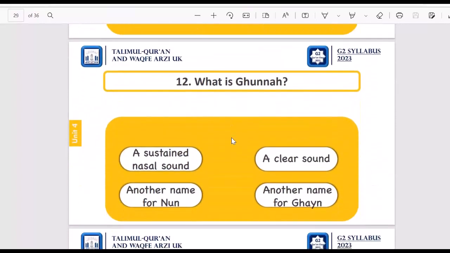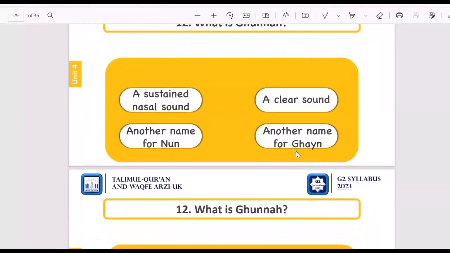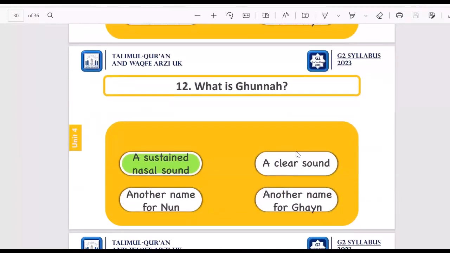Okay, so the next question is, what is gunna? So do you make a sustained nasal sound for a gunna, or do you make a clear sound? Or is it another name for noon or another name for ghain? Majority of the students have said a sustained nasal sound. Well done, that is the correct answer. So whenever you find that there's a gunna, you make a nasal sound for that letter.